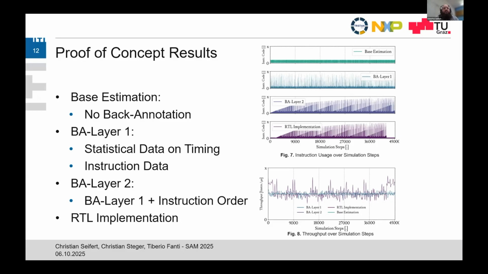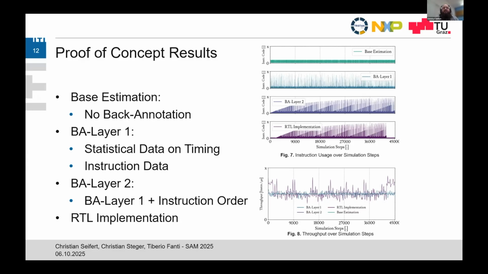And then we wanted to go a step further and more closely resemble the system component by additionally incorporating the instruction call order into the back-annotated node, which is in our case called back-annotation layer 2. And finally, there is the RTL implementation, which acts as our baseline, which we compare against in order to determine a model variance suitability and to have something to evaluate against.